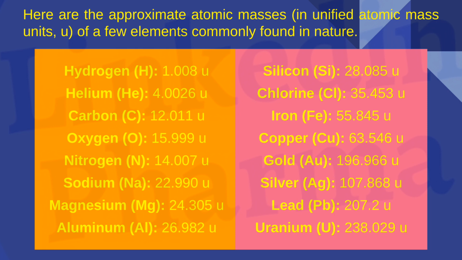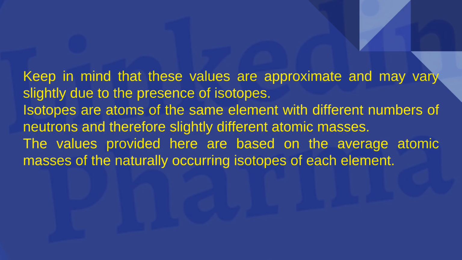Uranium, U, 238.029 U. Keep in mind that these values are approximate and may vary slightly due to the presence of isotopes. Isotopes are atoms of the same element with different numbers of neutrons and therefore slightly different atomic masses. The values provided here are based on the average atomic masses of the naturally occurring isotopes of each element.